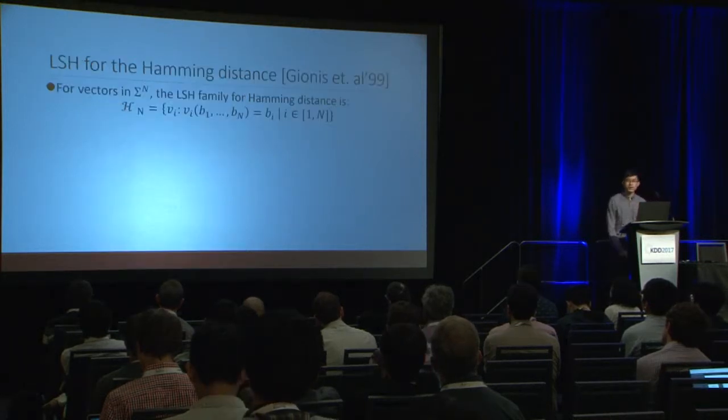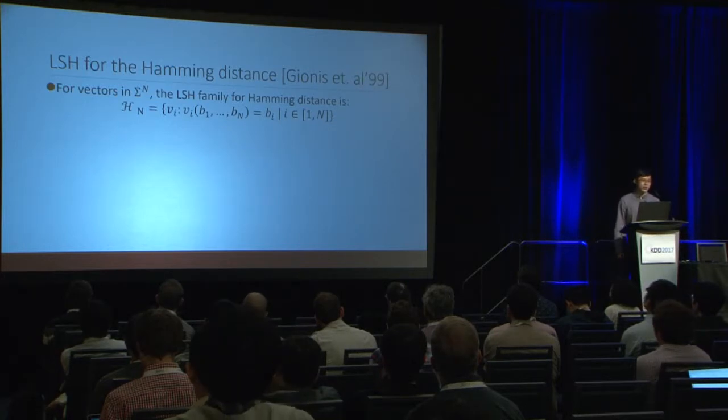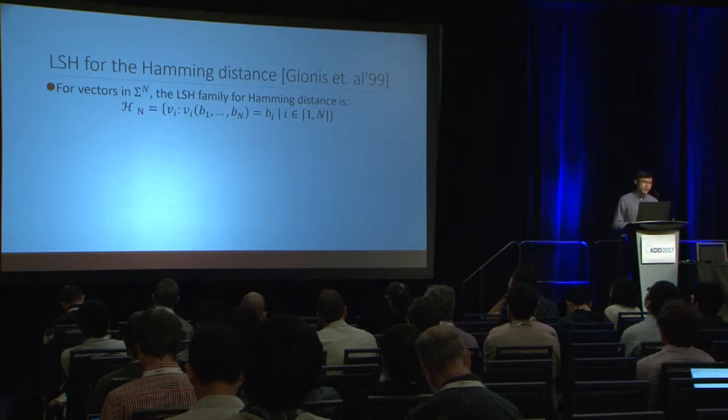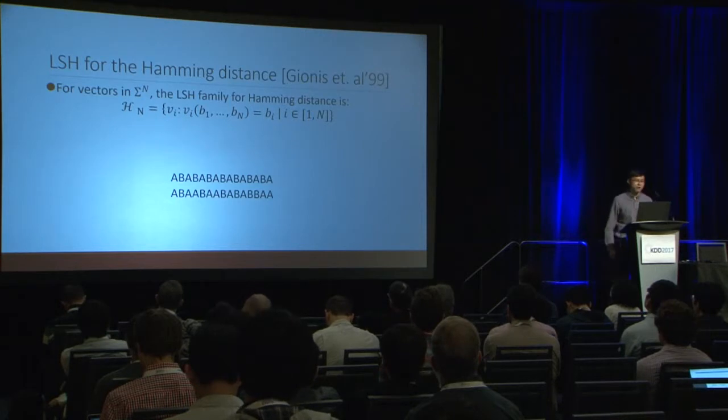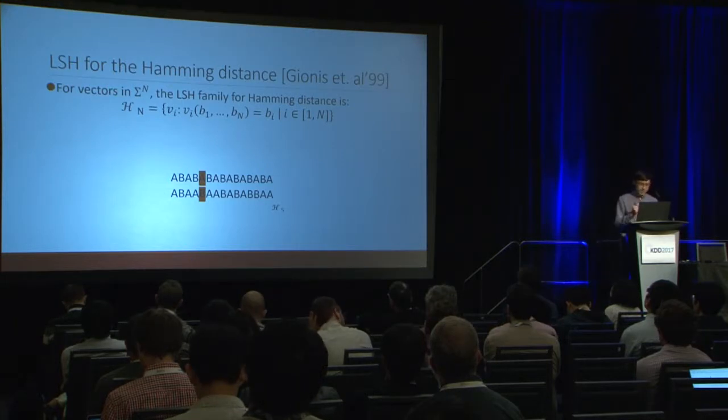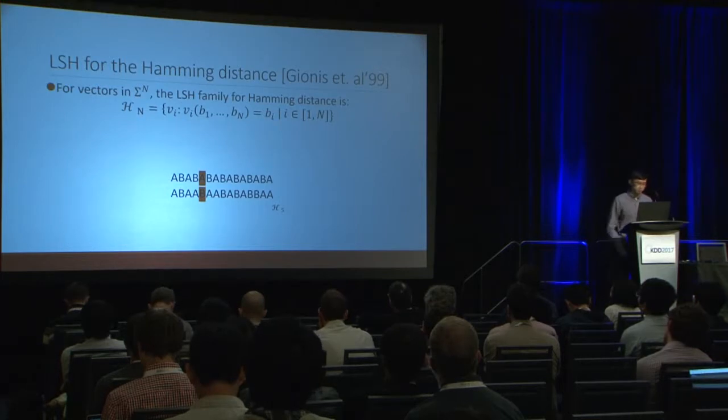So the second tool is called locality sensitive hashing. The locality sensitive hashing for Hamming space, for a vector space with n characters, is just choosing a random bit from the whole vector. So it's very simple. Consider we have the following two strings, and one LSH function is just one random bit from the whole vector. Under this case, they are not matched.